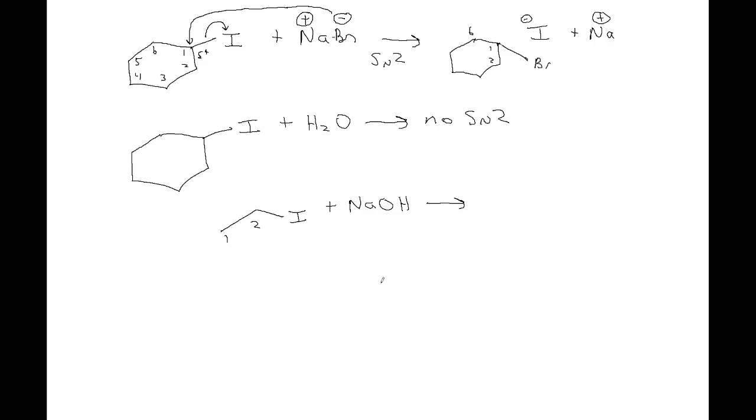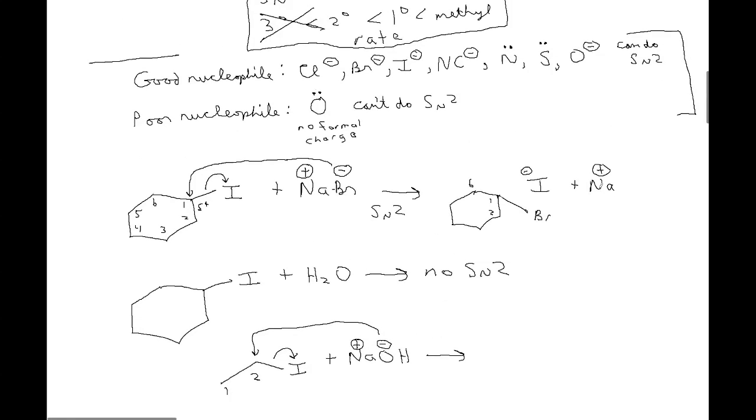So where would you put the heads and the tails of your electron pushing arrows now? So you'd have the oxygen has a negative charge. You know that because it's got the sodium. Good. And so that goes to the bond between iodine and carbon 2. And then the second arrow goes from the bond between carbon 2 and iodine to the iodine. Good. This is a primary, so we know it can do SN2. And this is an oxygen with a negative charge. We saw that that can do an SN2 reaction.